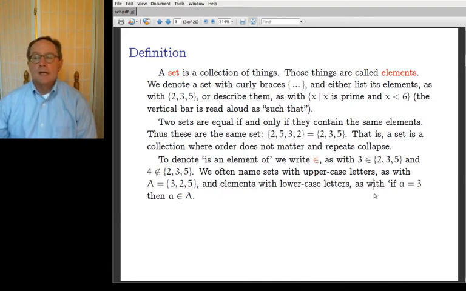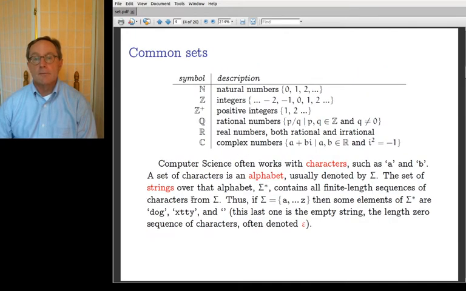We often name sets with uppercase letters. It's good to have a convention, and the uppercase letter convention works because then you can denote the elements with the associated lowercase letters. So you could write the set capital A as {3, 2, 5}, and then you could say little a is 3, and little a is an element of capital A. That all works. It's relatively easy to understand what's happening.